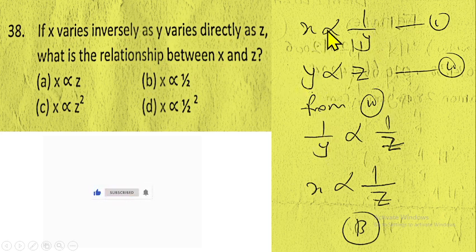So that means if s varies inversely as y, and the inverse of y varies inversely as z as well, then the relation between this one and this one will be x varies inversely as z. Do you understand that? S varies inversely as y, and this one also begins with inverse of y. So this one varies inversely as z. So option B is the correct option for question number 38.